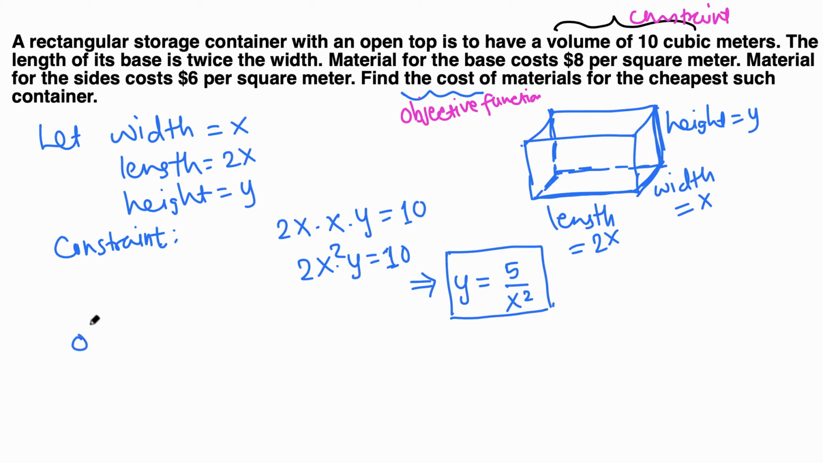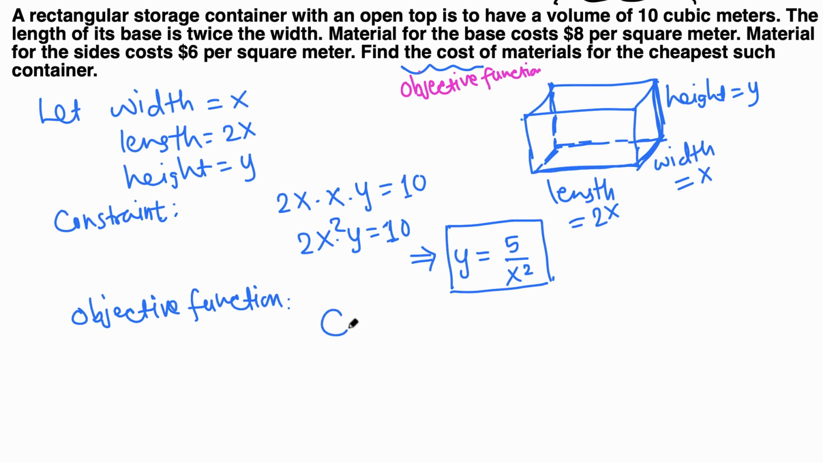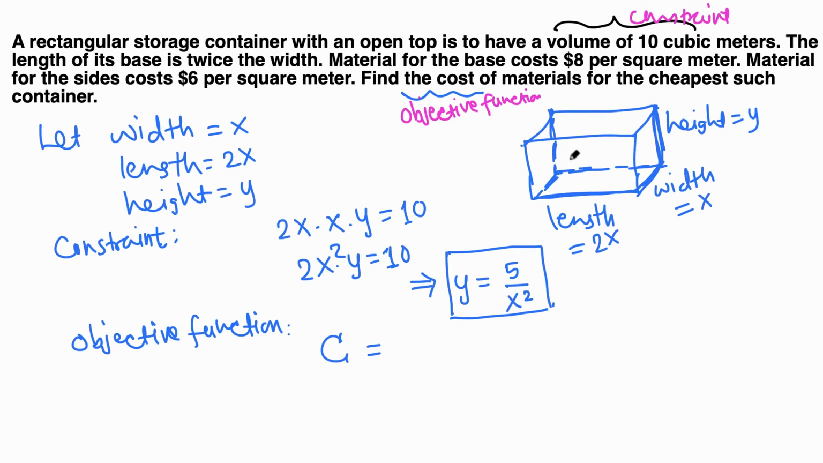Okay, next is the objective function, and that we want to minimize in this case. That happens to be the cost. So we can write C, or you can write even F, it does not matter. Let's determine the cost to construct this rectangular container. So base costs $8 per square meter. Square meter means pretty much we are trying to find the area and multiply by 8. So area of base is what? 2x times x. So 8, that's the per square meter, times area of base, length times width, means 2x times x.